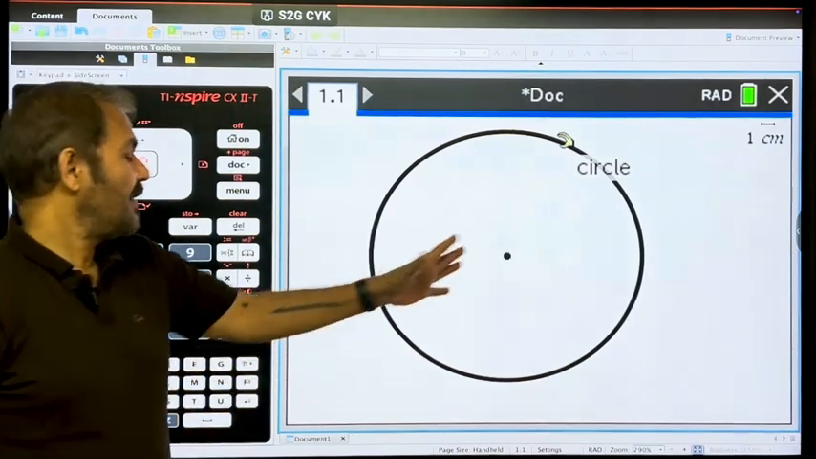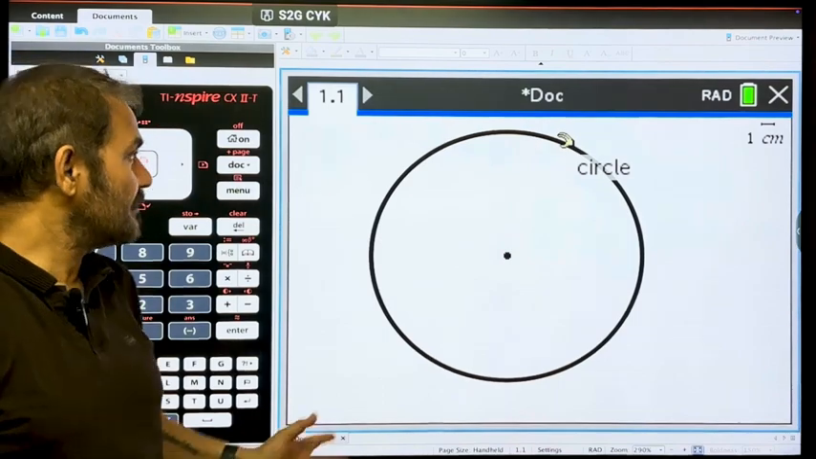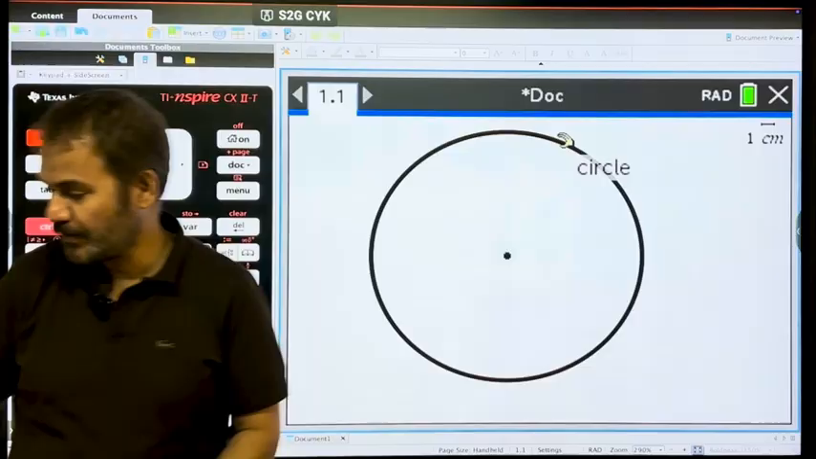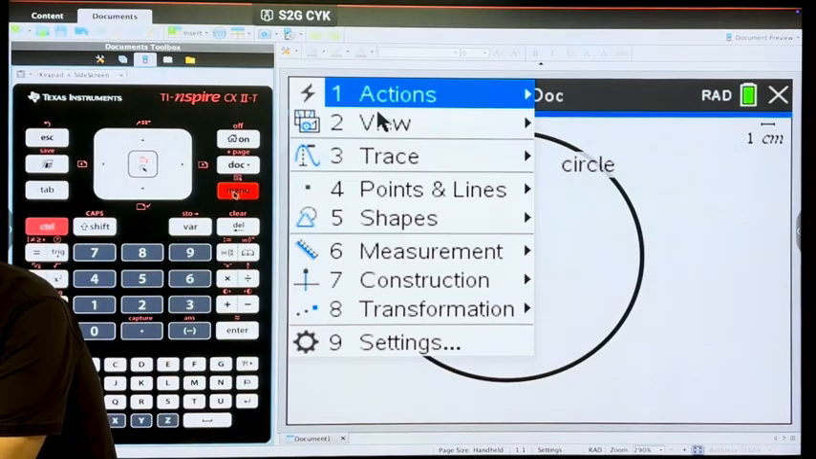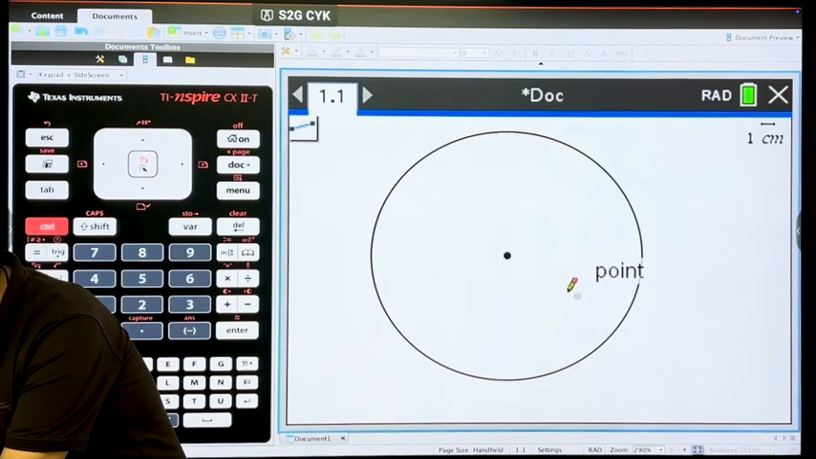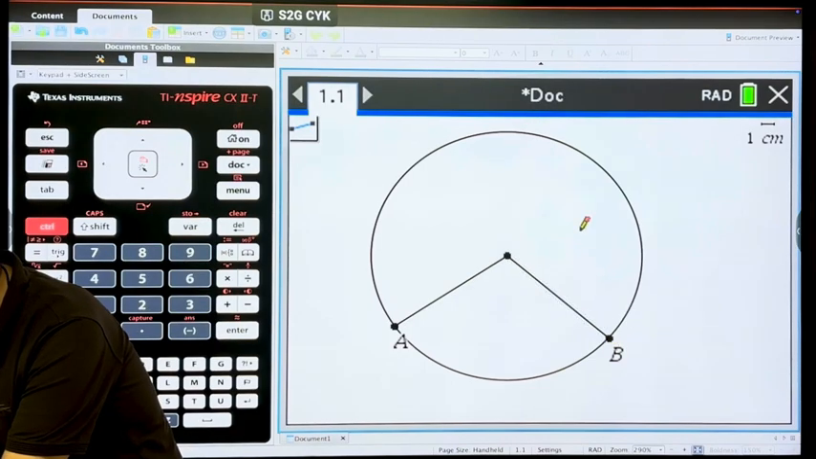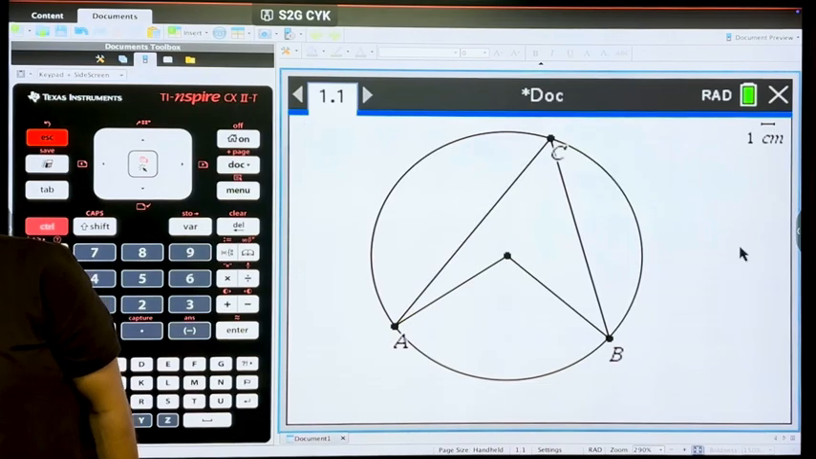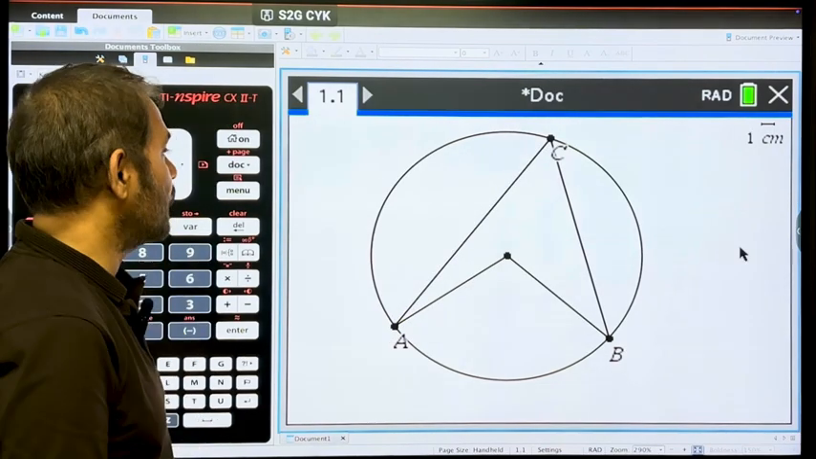Now I would like to draw some angles here and some chords. So I'll select, go to point and line, and select a segment. I'll start from here. There is a segment. This is another segment. This is another segment. This is another segment. To start with, let's explore the first angle property.